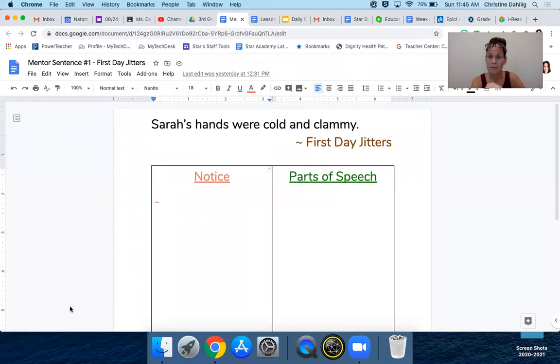When you are done with the duplication, this is what your paper is going to look like. Up at the top, and you can see where my cursor is bouncing right now, you're going to write the sentence exactly as you see it. Sarah's hands were cold and clammy, coming from First Day Jitters. In square number 1, you're going to write the word notice, and you're going to do that in pink. In section number 2, you're going to write parts of speech, and you're going to do that in a dark green.